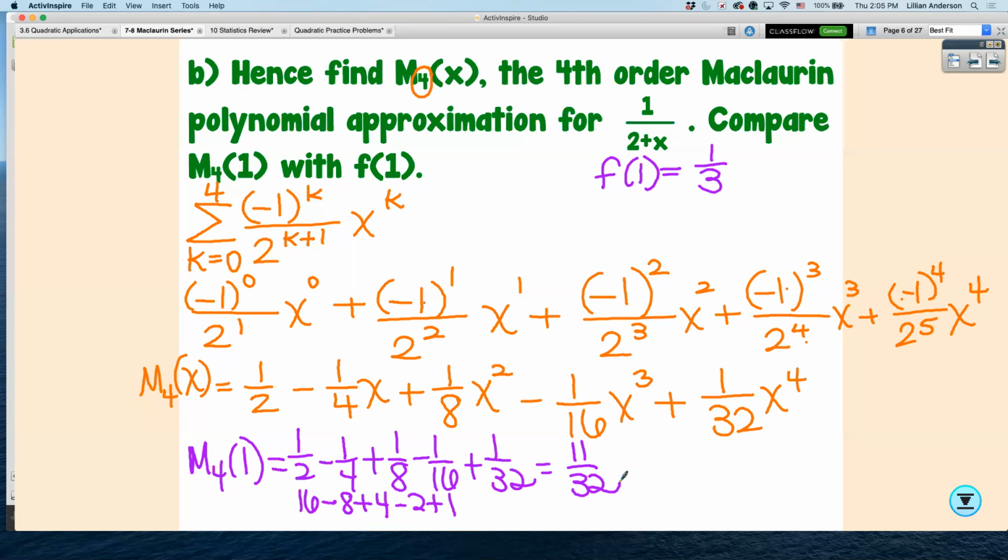11/32 and 1/3. They are different, but in actuality, it is really close. Because 11/32 is really close to 11/33, which is 1/3, right? It's just 1 away. If I kept adding terms, if I went to the 5th order, maybe the 6th order or 7th order, it would have been something that's even closer to 1/3. So that's how we can use the Maclaurin series to help us find an approximation and, of course, find converging values.